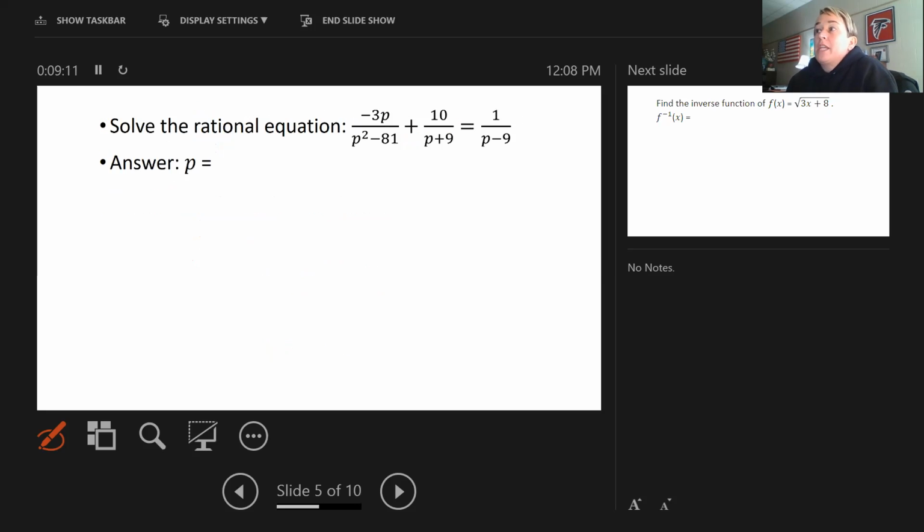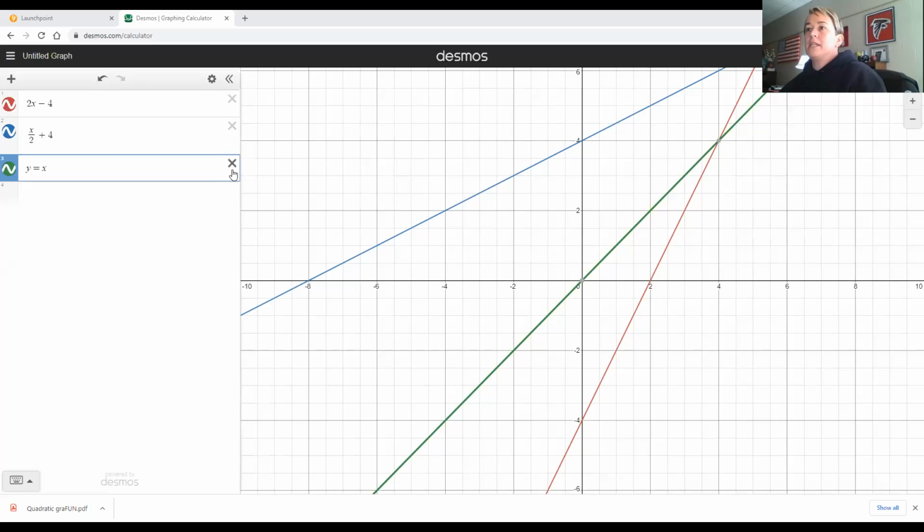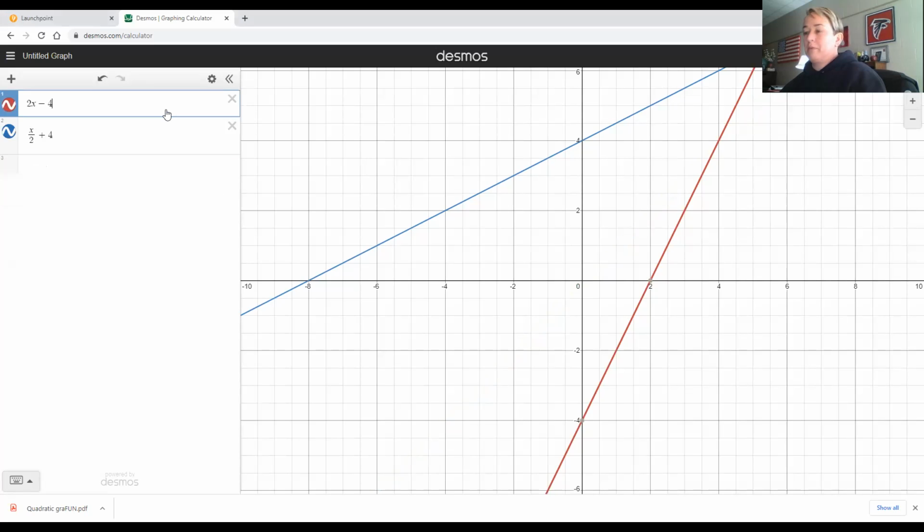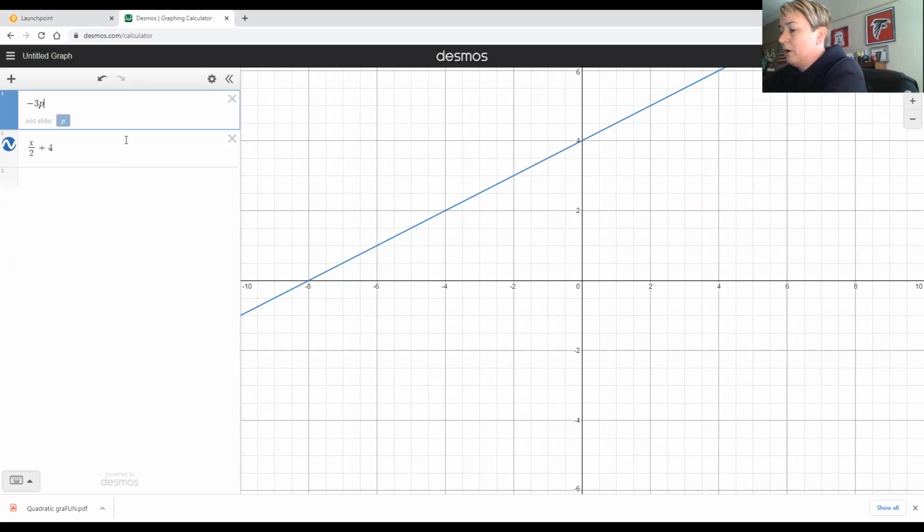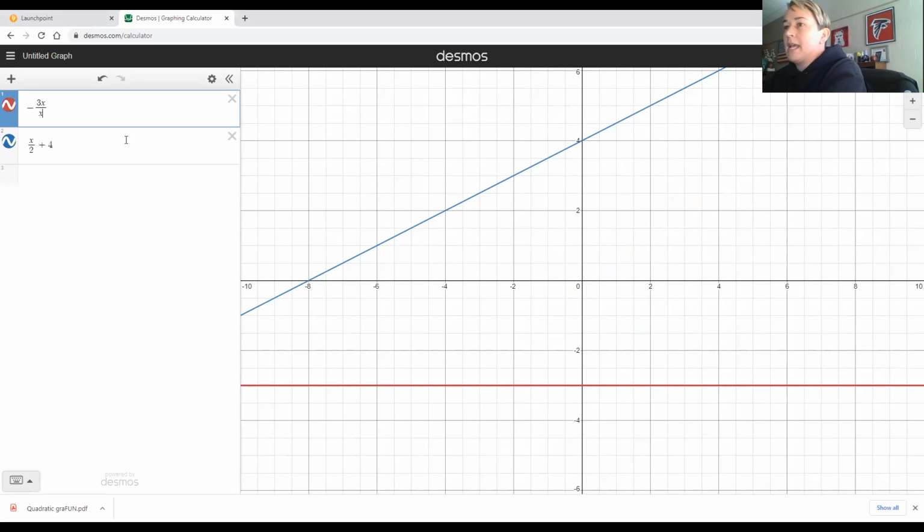Solve the rational equation. So the first thing that I would do is I would go to Desmos. So let's go there and see what we got going on. And so I've got to change the screen that I'm sharing with you guys. I'm going to change it to the problem that we just had. So if I do that, I've got negative 3p, or actually remember we have to say x, divided by x squared minus 81.